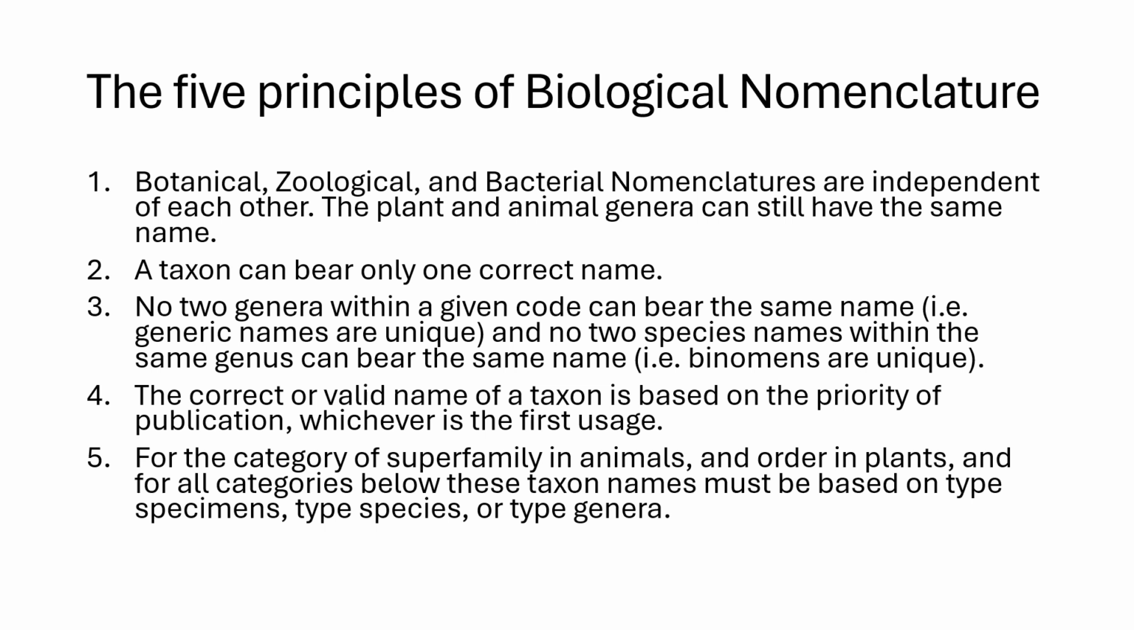For the category of superfamily in animals and order in plants, and for all categories below these, taxon names must be based on the type specimens, type species, or type genera. For example, when you are talking about class Mammalia, it clearly tells that it is a mammal, which you already know what it is. So the naming is such that it is describing the organism. When it is saying Canidae, it has something to do with canines, something of that sort. So the names below certain categories should be named in a manner that they give some information. For example, in this case, class Mammalia tells that it is a mammal.